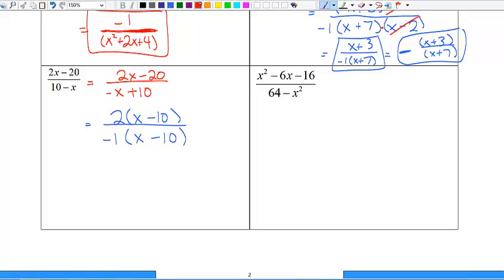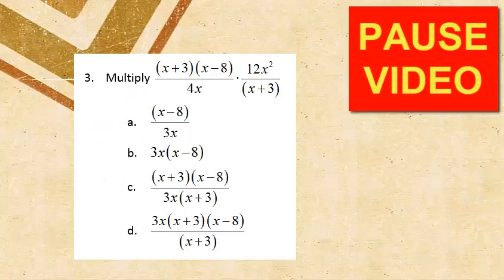Once I do that, I can see that the x minus 10 is a common factor in the numerator and the denominator. So when I divide them out, I'm getting 2 over negative 1, which is equal to negative 2. So that whole polynomial divided out to just negative 2.